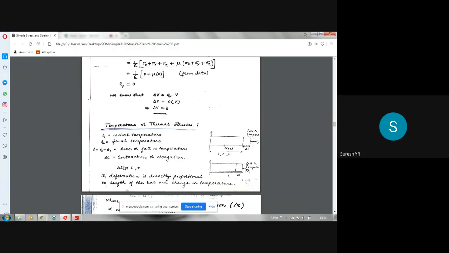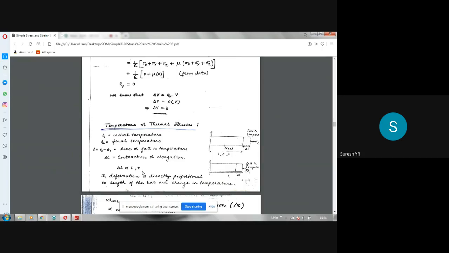Experiments have proved that the change in length delta L is directly proportional to the length and the change in temperature. Whether it is elongation or contraction, delta L is directly proportional to the length of the bar and the change in temperature. So as the length increases, your elongation also will increase.